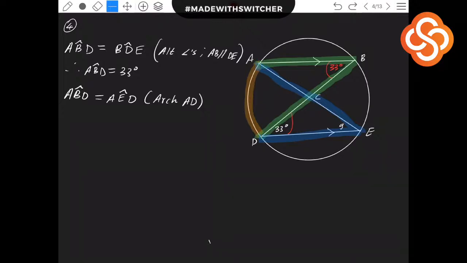Okay, so moving on now. We know that we're looking for angle AED. Therefore, AED is equal to ABD. ABD is given to us as 33 degrees. Well, it's not given to us. We've calculated it, and we found it to be 33 degrees. So we've solved this part. AED is equal to 33 degrees. Okay, let us move on to the next question.